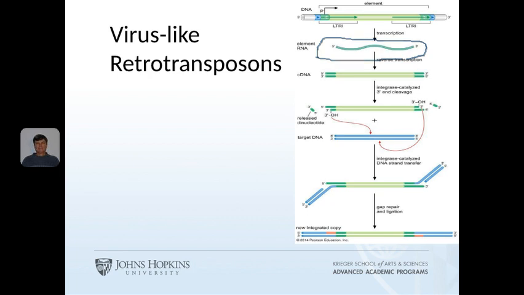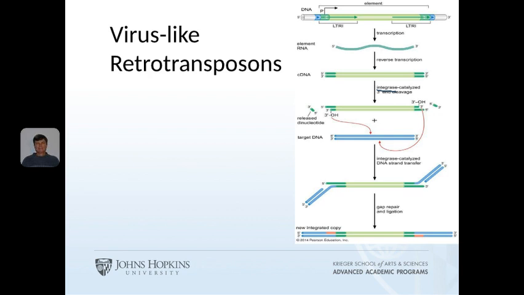The promoter sequence of the RNA element is found within one of the LTRs. The RNA element is then reverse transcribed into cDNA, and this is your cDNA, and a double-stranded DNA fragment is created which does not contain any host flanking DNA. The cDNA is recognized by integrase, an enzyme similar in function to transposase.